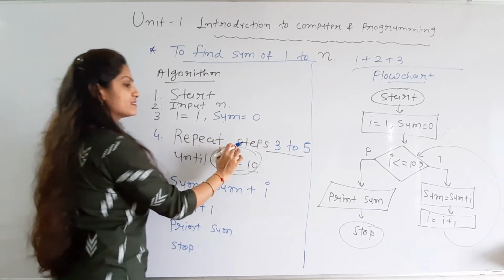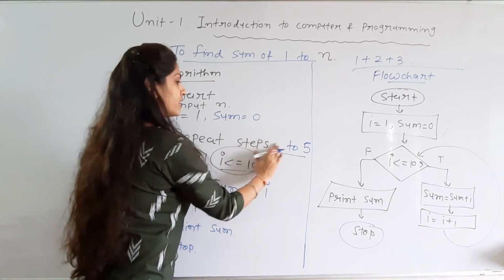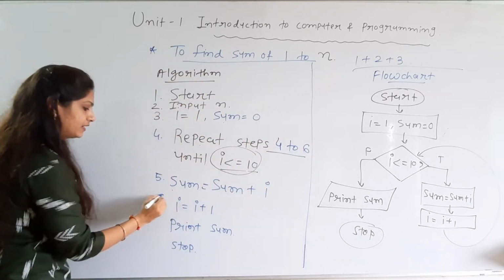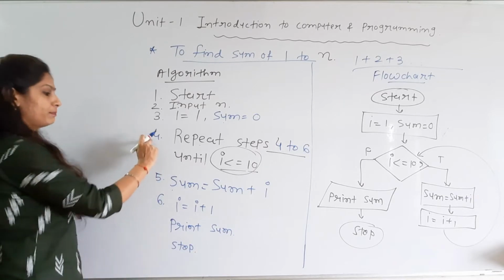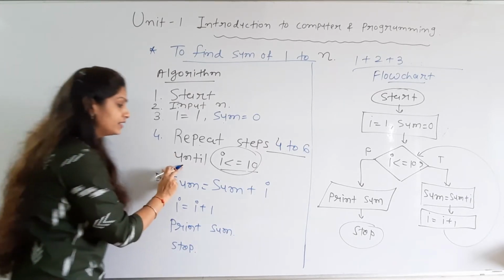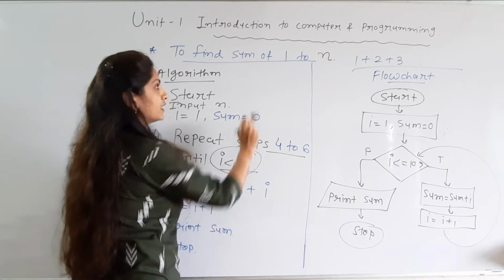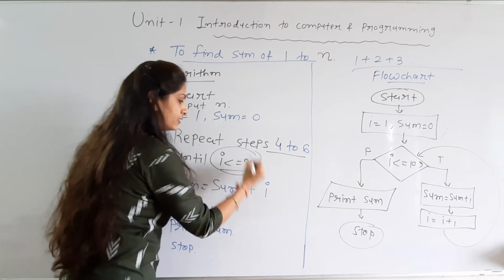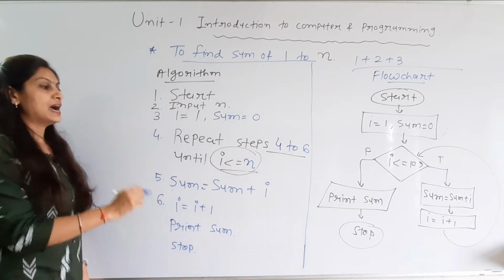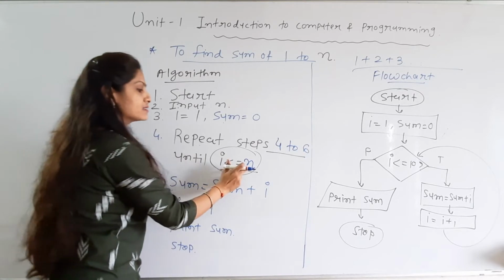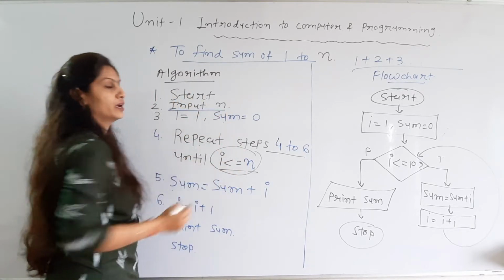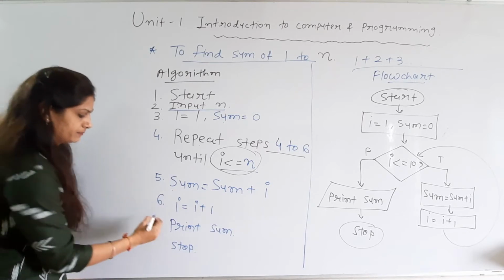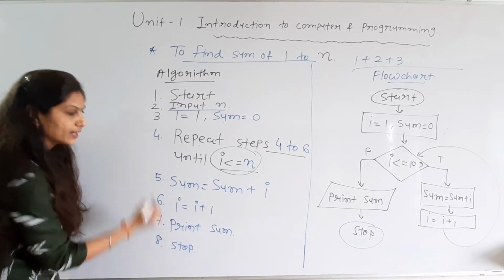Fourth step, repeat step, now it is not 3. So here we have to change 4 and up to 6, because it is 5 and it is 6. Clear? So repeat steps 4, 5 and 6 until n. Now the 10 is changed up to n. So here the condition is changed, I less than equals n. N is given by the user, that is this, input n. Remaining parts we can say same. So here 7 and here 8.